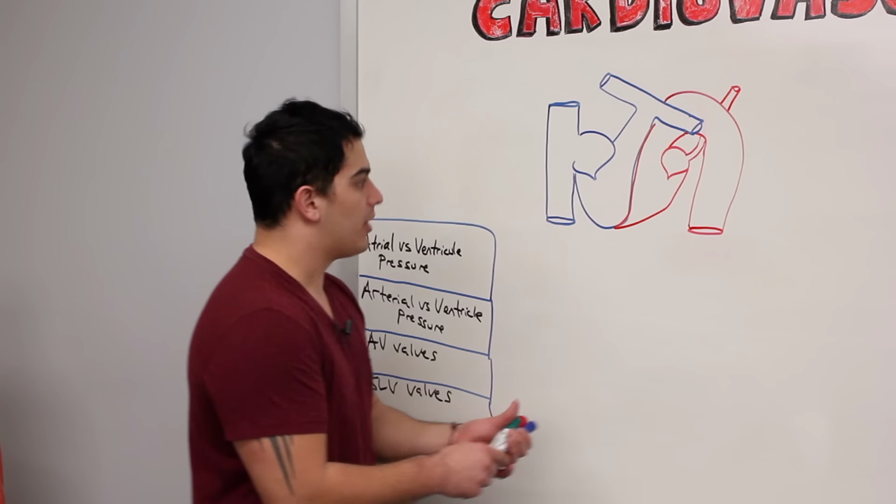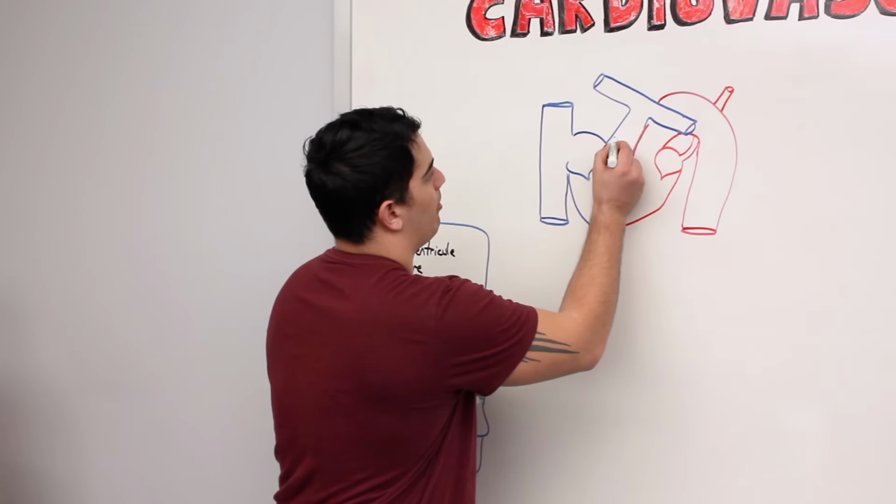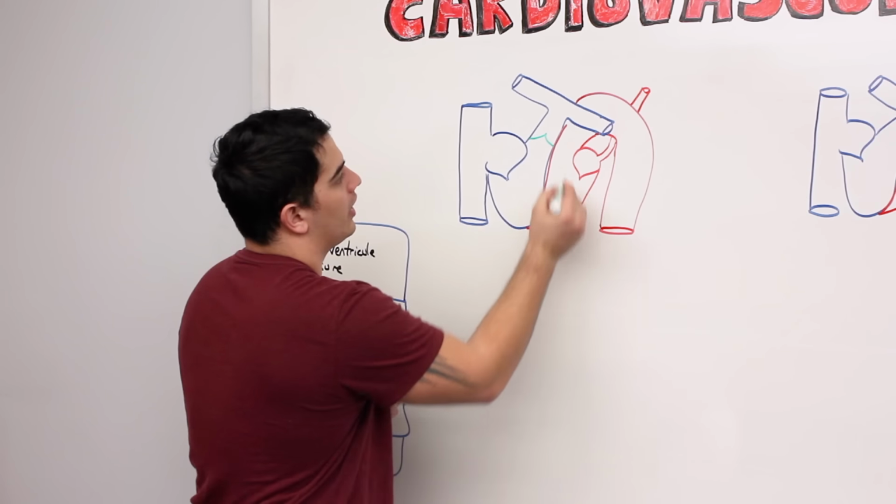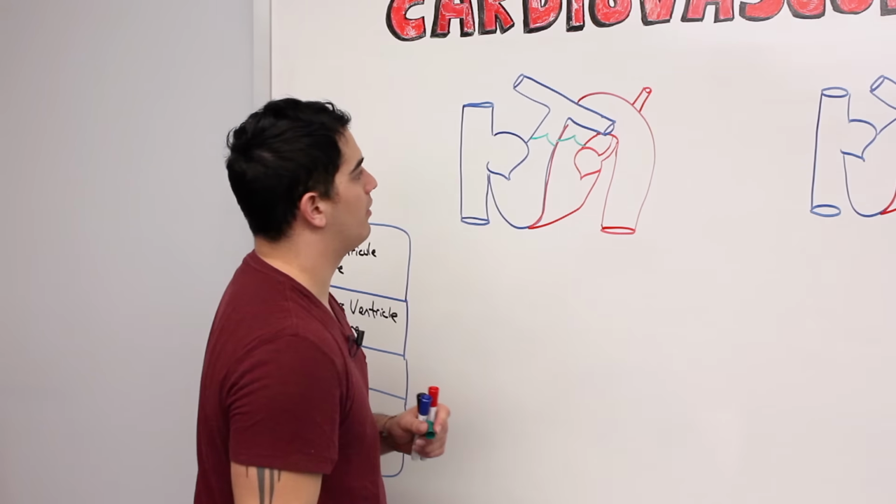Right, so I'm going to draw here in green. I've got to draw these guys. This is my pulmonary semilunar valve right here. And then this is my aortic semilunar valve.